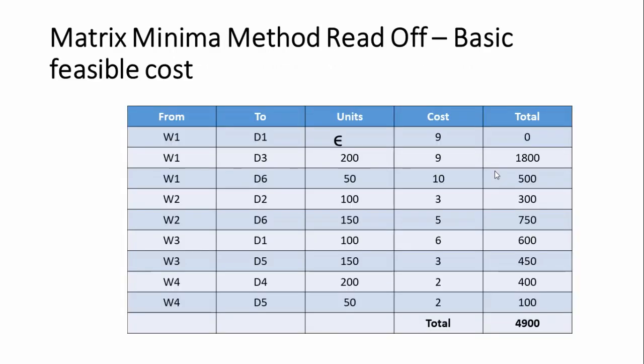Now how do we calculate the basic feasible cost? From the table, we take whatever number of units are transported. From W1 to D1, epsilon units at the cost of 9, you will get 0. From W1 to D3, 200 units are shipped, and the cost of transportation per unit is 9, therefore it's 1800. In a similar fashion, we calculate the total cost, and the total cost turns out to be 4900.